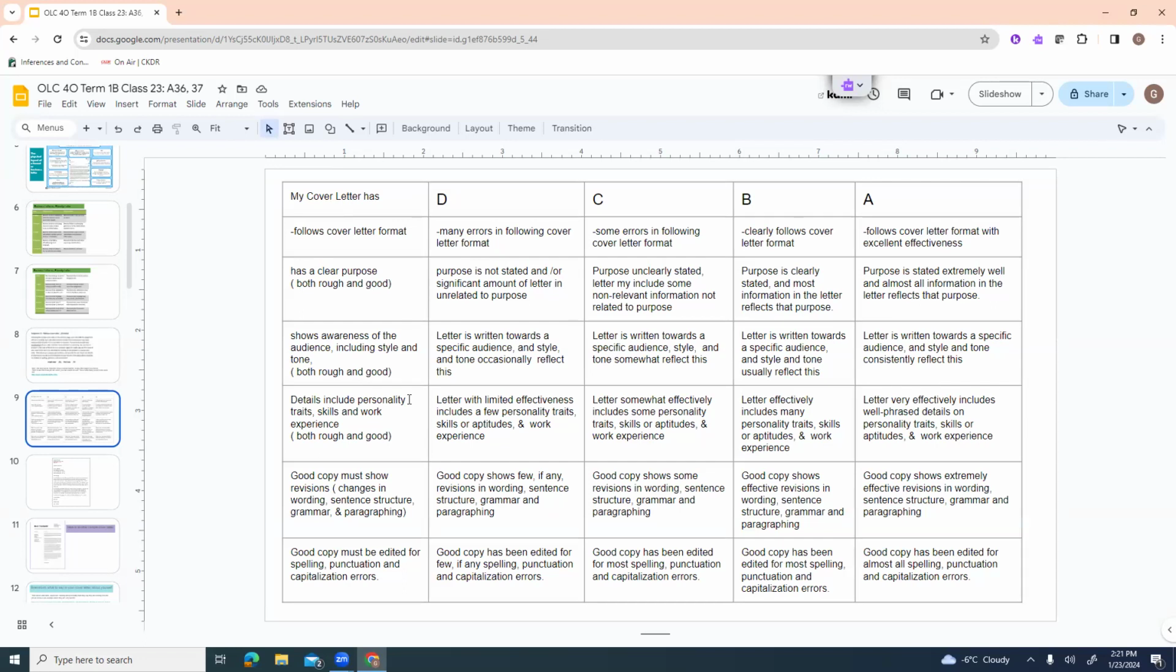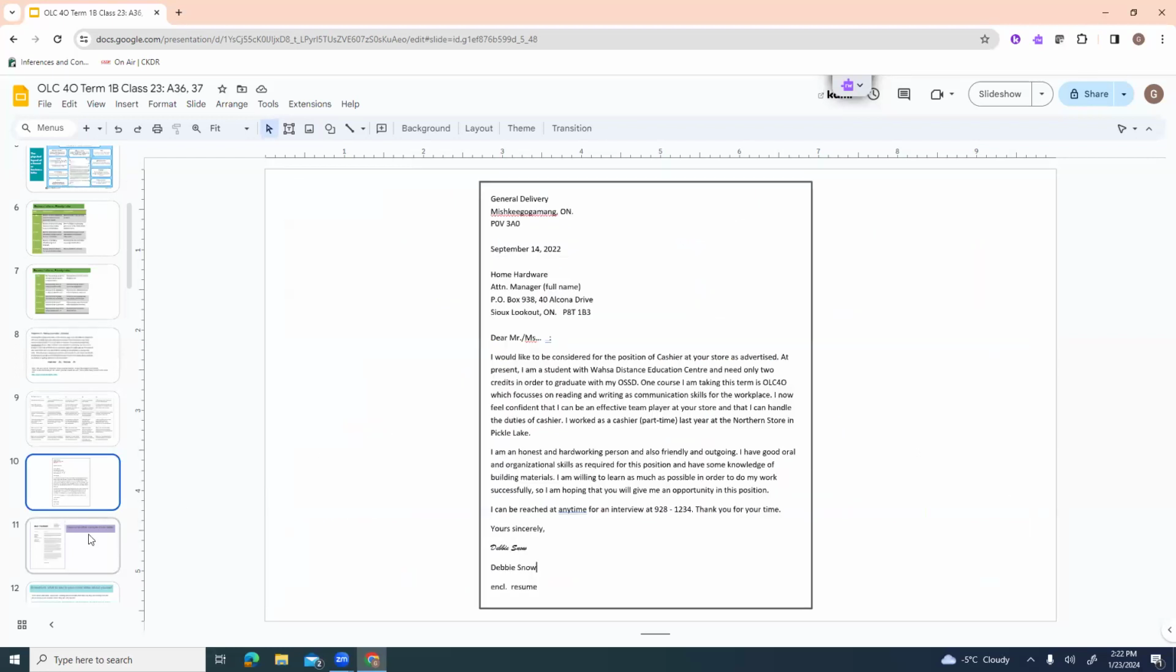The good copy must show some changes in the wording, in the sentence structure, in the grammar, the paragraphing. The good copy must also be edited for spelling, punctuation, and capitalization errors. Also, if you were using this cover letter for real, I would strongly suggest having a friend read it over. Sometimes when you've been working on something for a long time, you just don't notice the errors anymore, whereas a friend might see it right away. Okay, we looked at that.